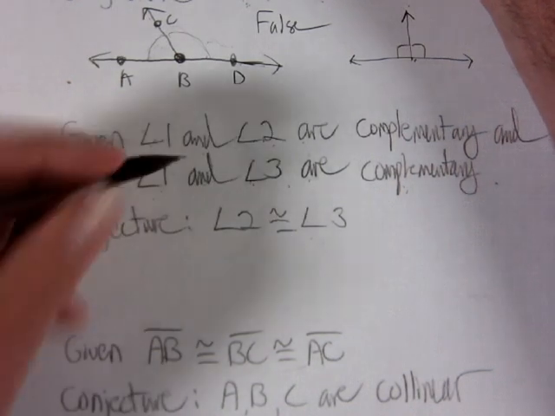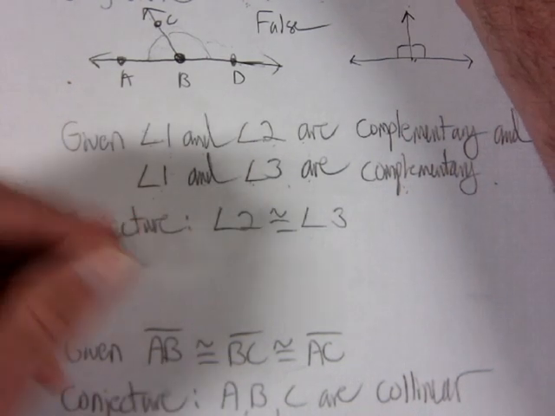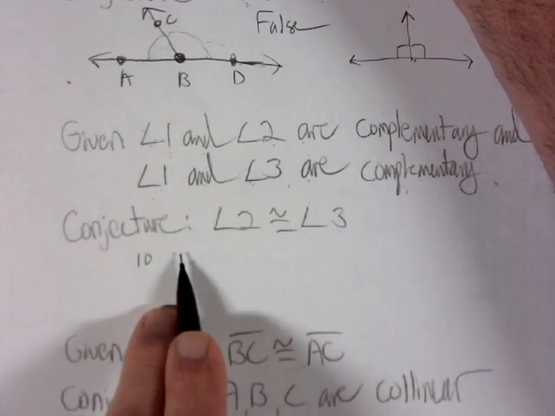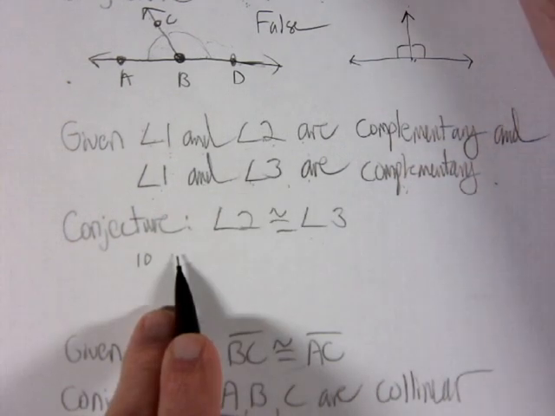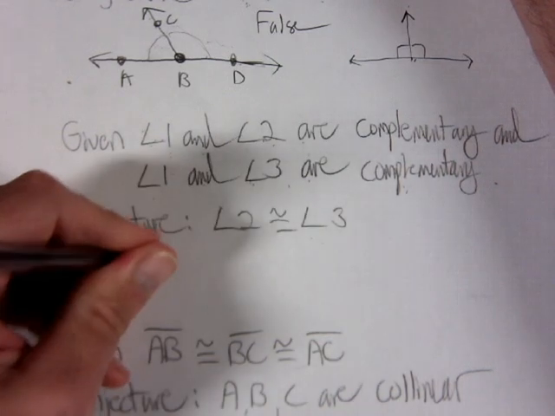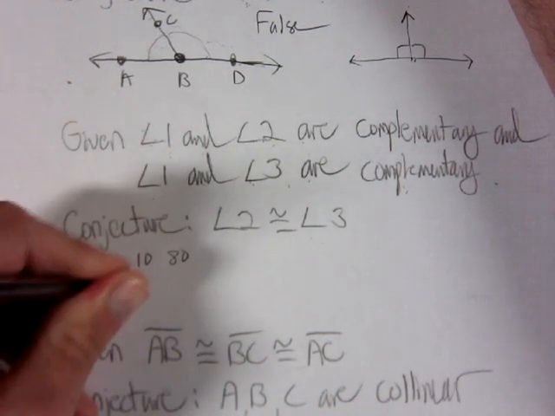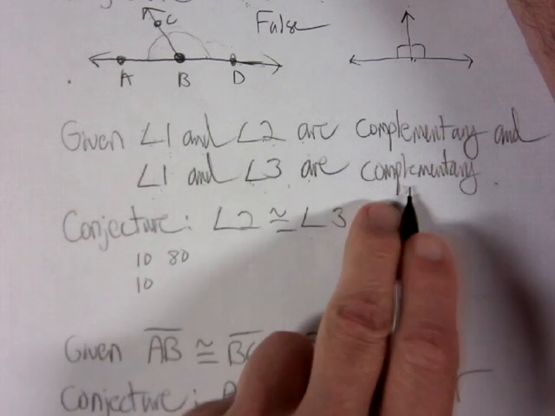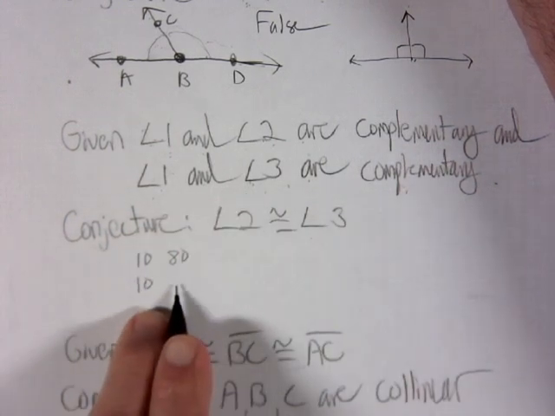All right, so 1 and 2 are complementary. All right, so let's say that angle 1 is 10. Well, what would angle 2 have to be to add up to 90? 10 plus 80 makes 90. All right, so once again, if angle 1 is 10, what would angle 3 have to be to add up to 90? Well, angle 3 would also have to be 80.